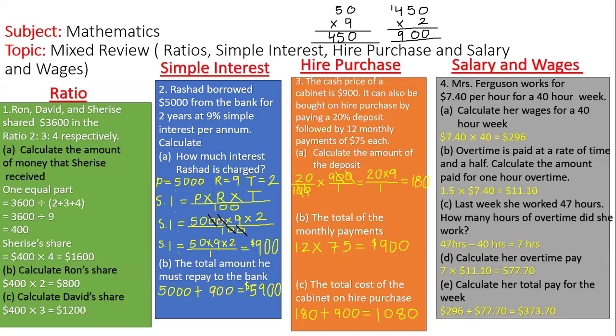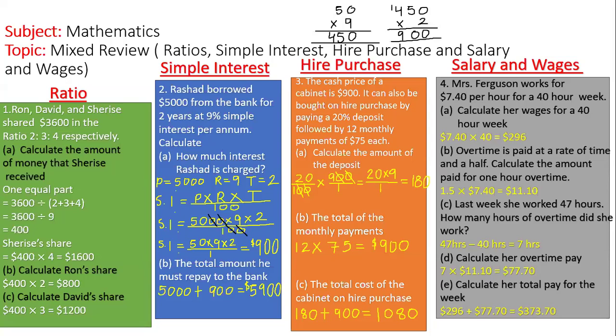Again, regular work plus overtime. Our regular work is $296. Her overtime is going to be $77.70. And so altogether, we know that she worked for $373.70. All right, does that make sense to y'all?